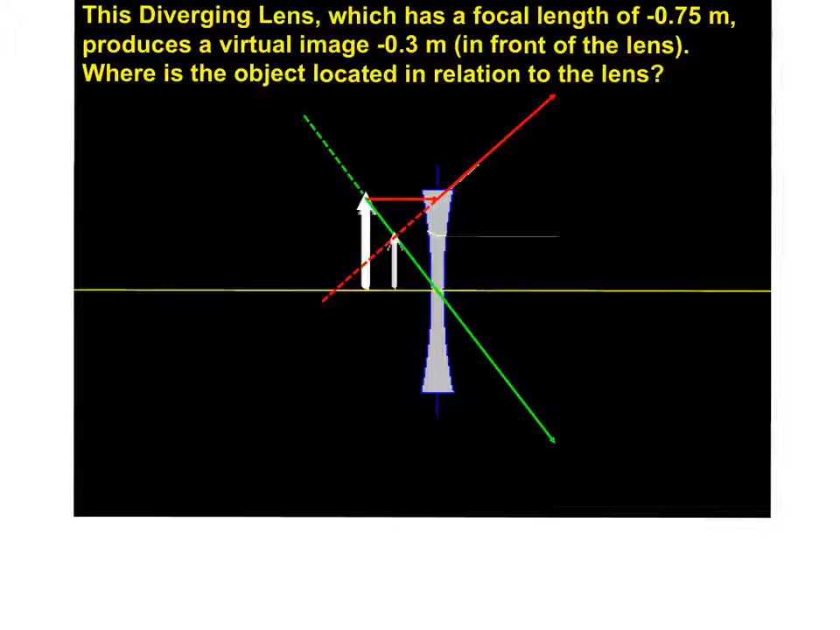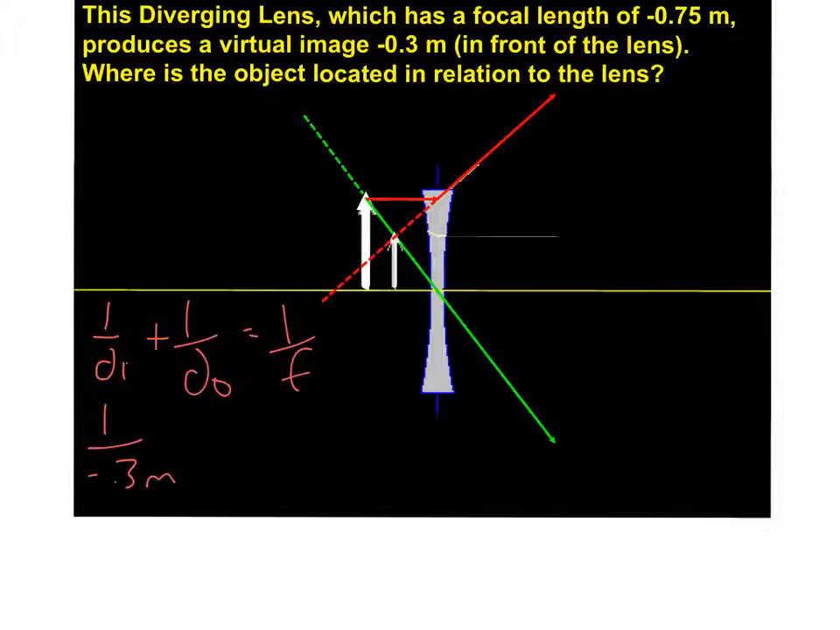The point of the problem is going to be, if you read carefully, to solve for your DO. So we have our DI and we have our F. This should be pretty easy to do. So again, you're going to want to start with your equation, 1 over DI plus 1 over DO equals 1 over F. And then we'll substitute in our DI, which happens to be negative 0.3 meters, plus our DO, which we do not know, equals 1 over F, which is our negative 0.75 meters.